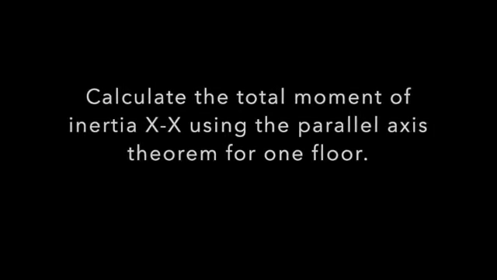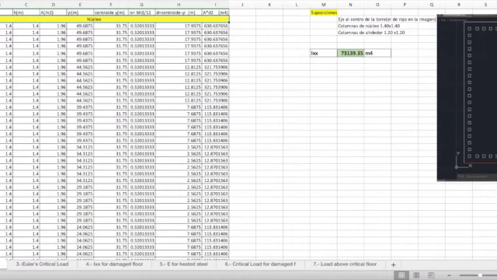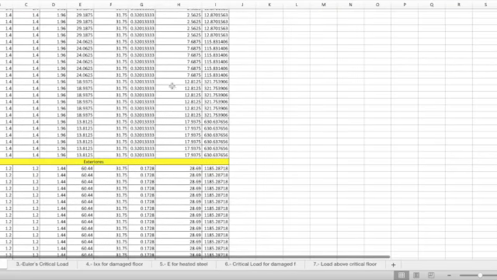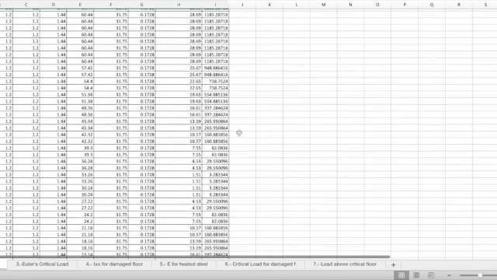To calculate the total moment of inertia xx using the parallel axis theorem for one floor. As we know, in the center of the tower, we have 48 columns as a core of 1.4 by 1.4, and around the tower 76 columns of 1.2 by 1.2. First, we placed inside and outside columns in an Excel document to calculate the parallel axis of IXX.